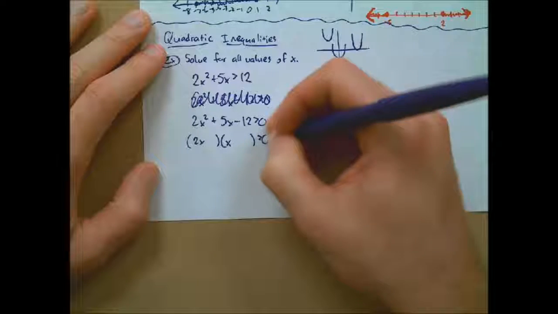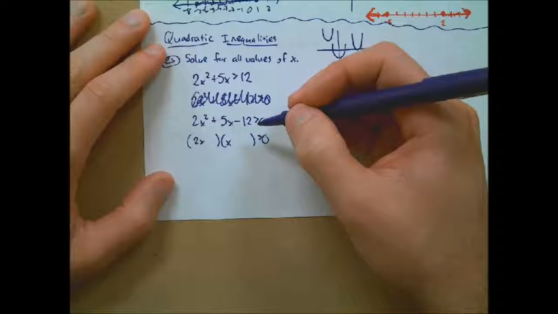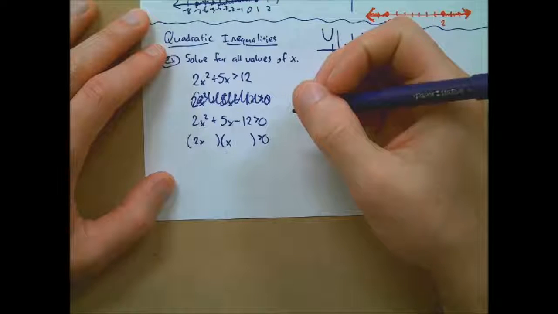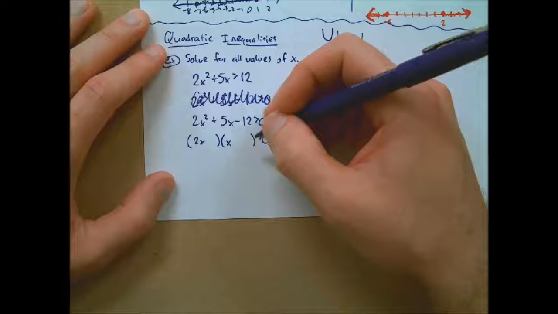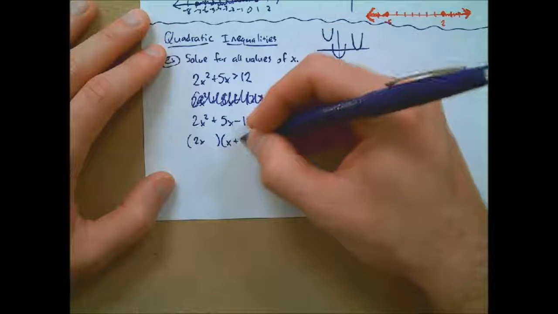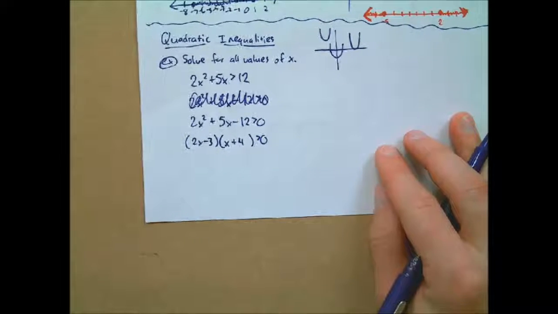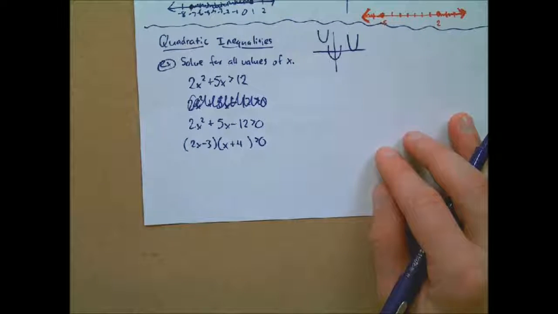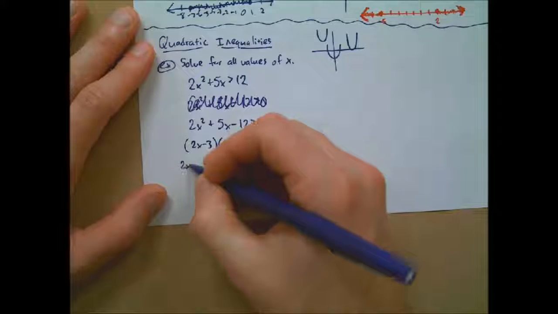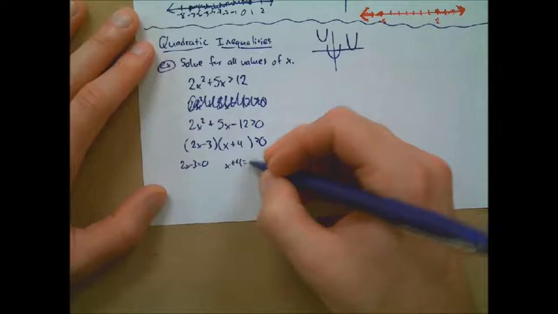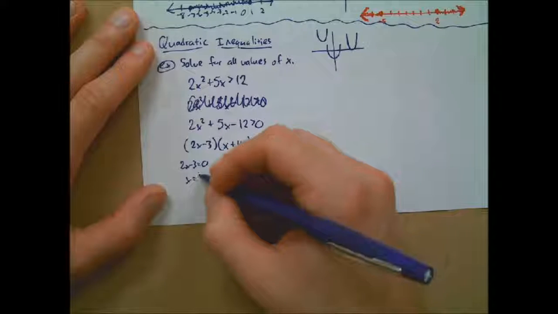So let's see here. I need 2 numbers that multiply to -12 and add to 5. So I think 4 and 3 are going to be where it's at here. Plus 4, minus 3. So then for our zeros, I'm going to set this one equal to 0 and set this one equal to 0, just because we're trying to find those zeros. x equals 3 halves and x equals -4.